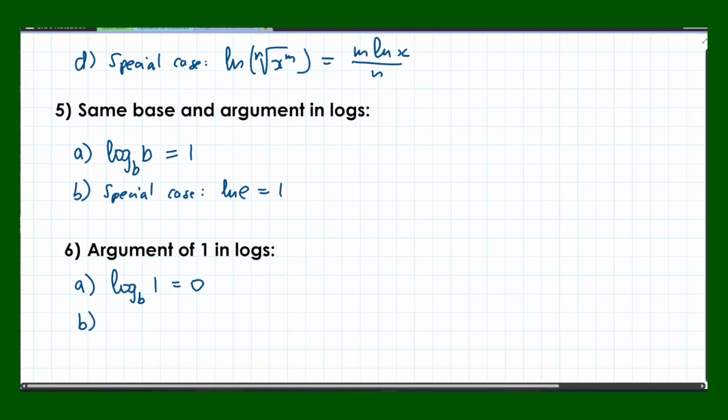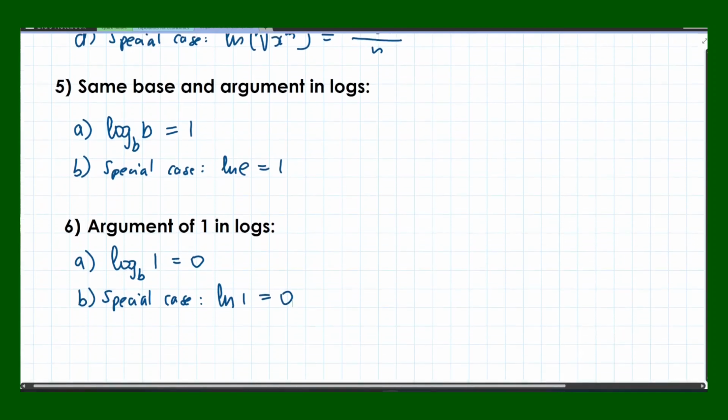Now, look at the special case of the natural logarithm. So ln of 1 is going to be equal to 0. Again, we're going to need a little bit more space, so let's do that.